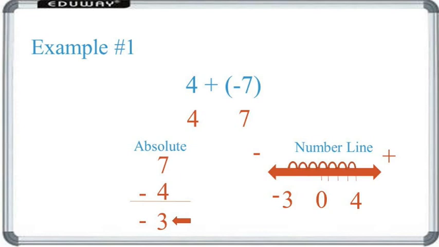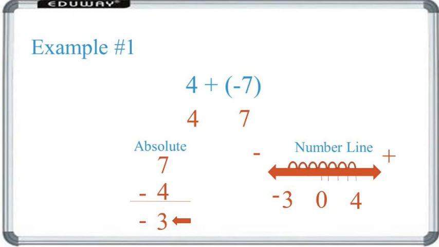So I'm going to start here, and I count 1, 2, 3, 4, 5, 6, 7. So this point directly to the left of the 0 is the -1. This point is a -2, and this point is a -3. So -3 is the answer when you use the number line method.